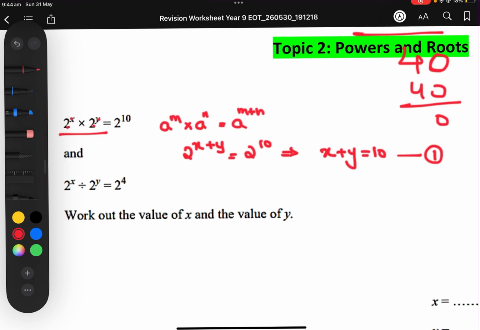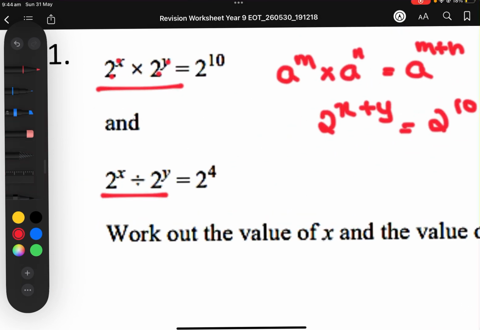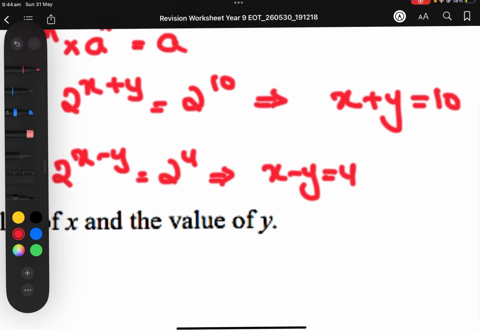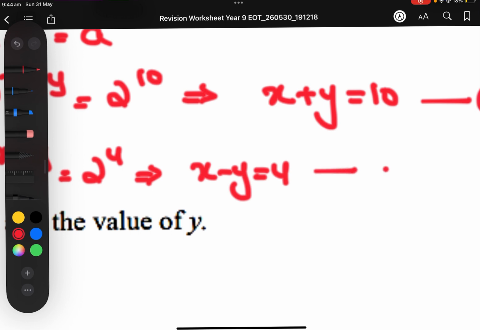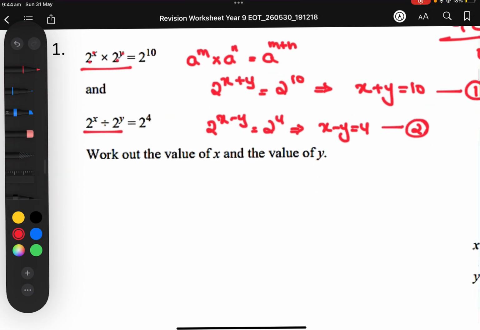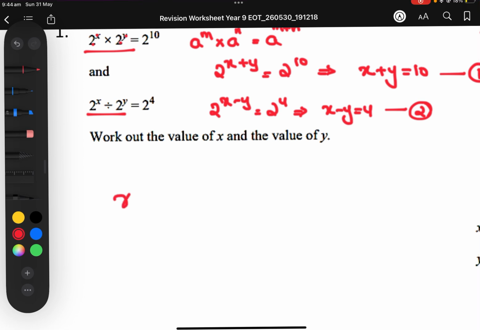The second is, bases are same, subtract the powers. So 2 to the power x minus y is equal to 2 to the power 4. Then this turns out to be, bases are same, you're going to equate the powers now, x minus y is equal to 4. This is the second equation you have got. This is the simultaneous equation method that you are going to do here. Then there are many methods with it. x plus y is equal to 10 and x minus y is equal to 4.